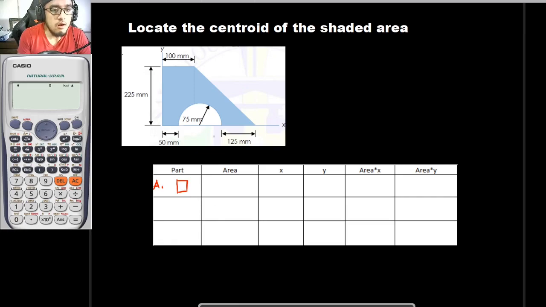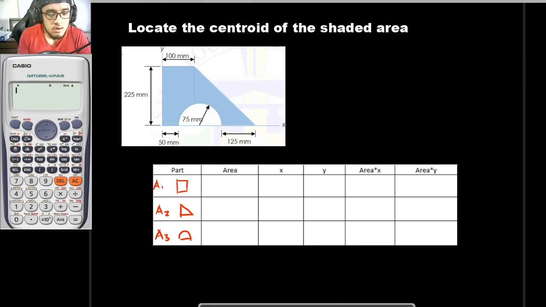And for our area 2, I think I want my area 2 to be this one right here. So this triangle right here. So let's say that this is to be area 2. So for our area 2, that is to be the triangle. And for our area 3, we have this semicircle right here. So let's say that that is to be our area 3. So area 3 and semicircle.